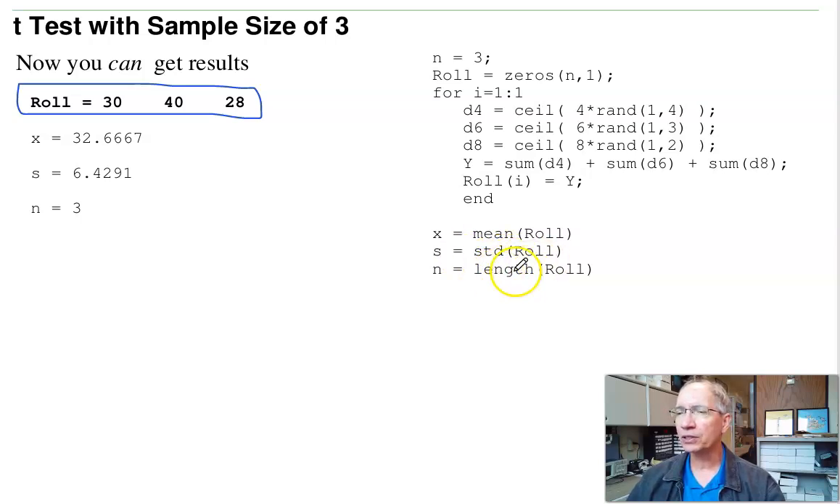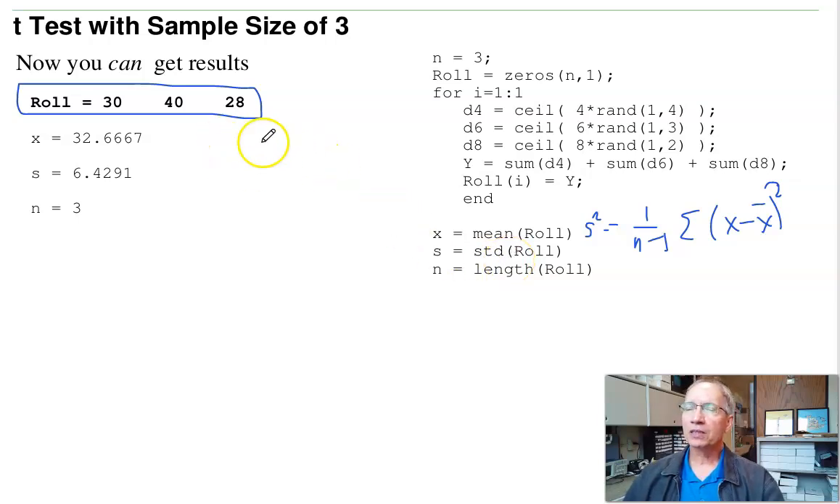Actually, if I look at these two, this is actually using the sample. This is 1 over n minus 1. So this is the variance, s squared, times the sum of x minus x bar. This is what MATLAB does. That's the MATLAB command variance, is this. This is the MATLAB command standard deviation, std. MATLAB assumes this is a sample.